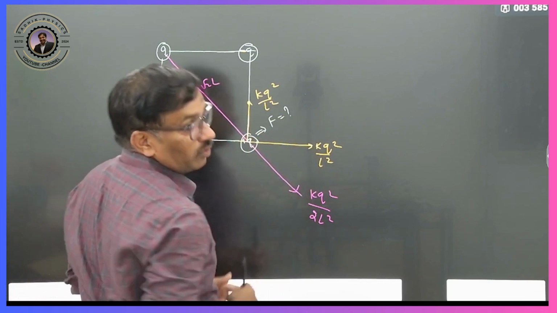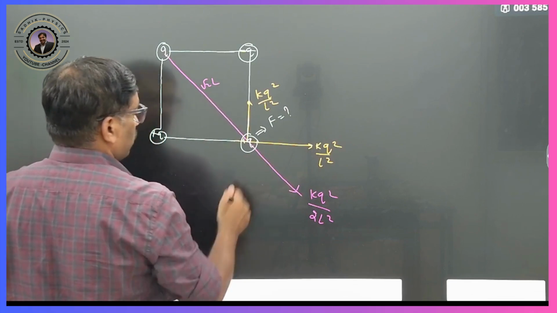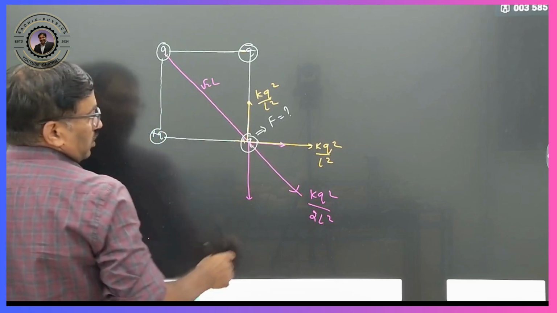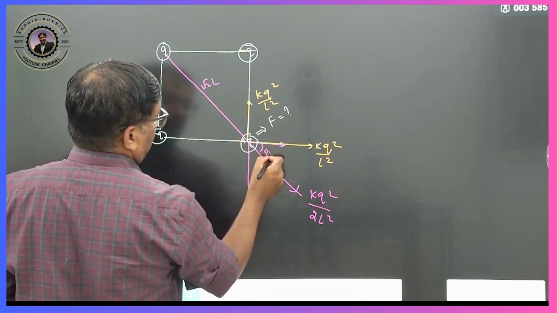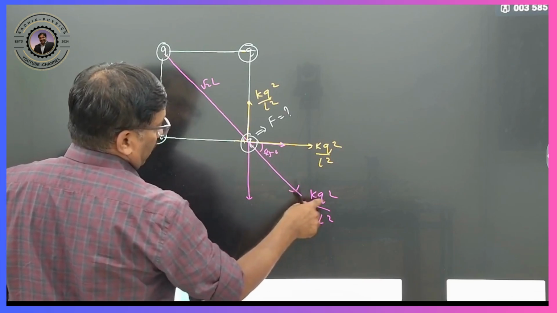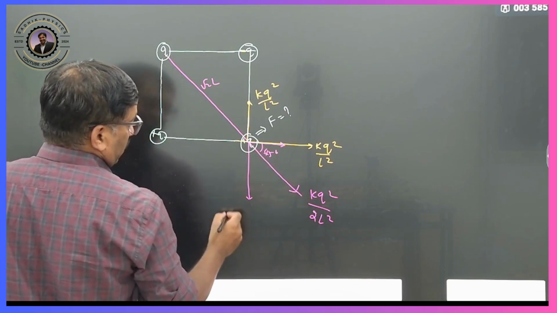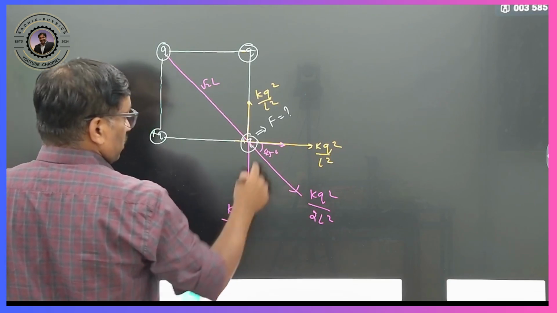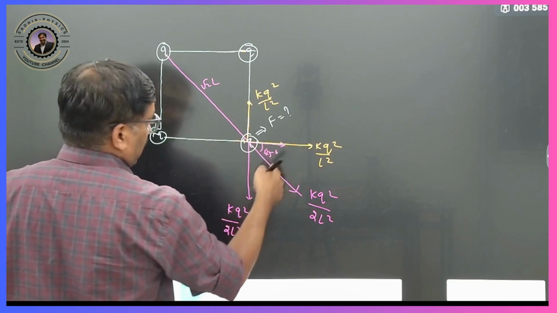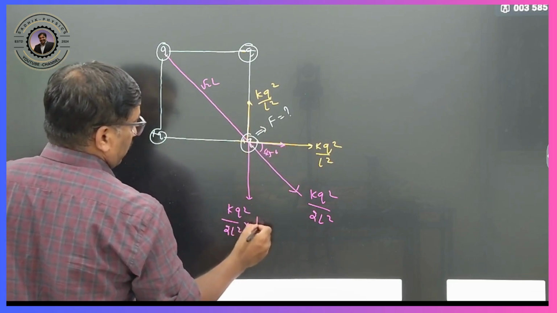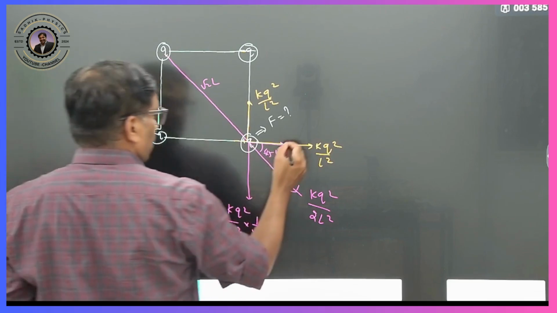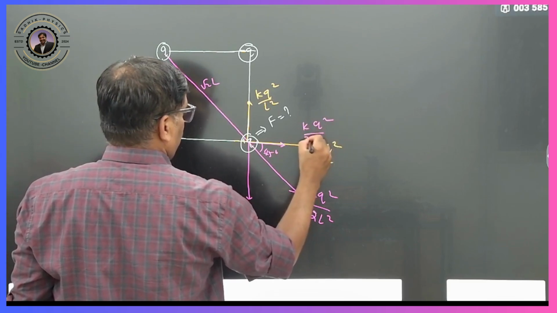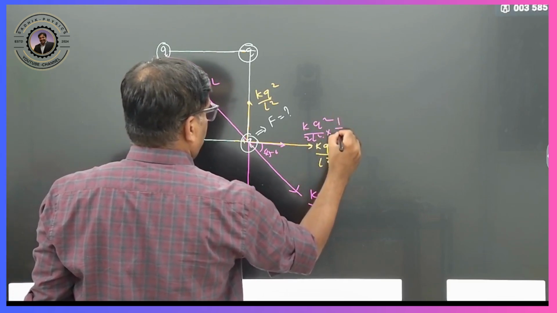I will split this one into two components. I'll take these two components here. So this is 45 degree here, 45 degree. So what will you get now? Therefore here, K into Q square by 2L square into sin 45, this is your sin 45, this is your cos 45, that is nothing but 1 by root 2. Therefore this also is K into Q square by 2L square into 1 by root 2.